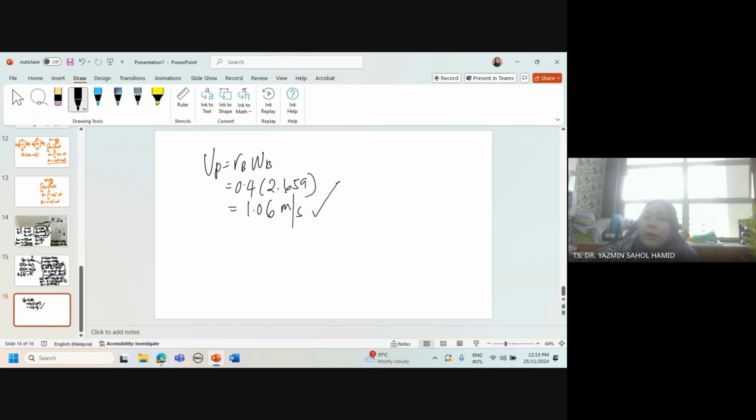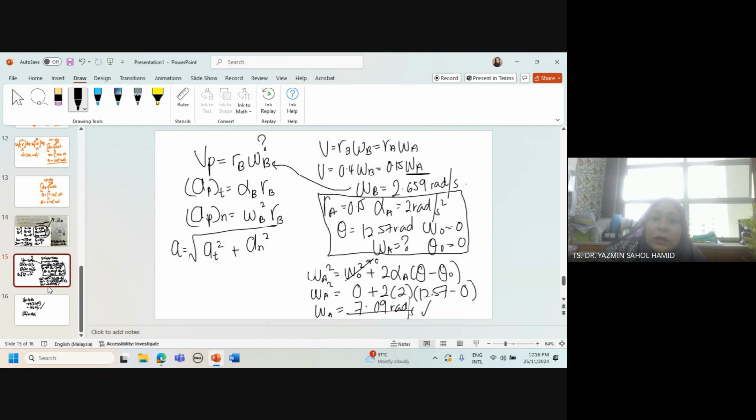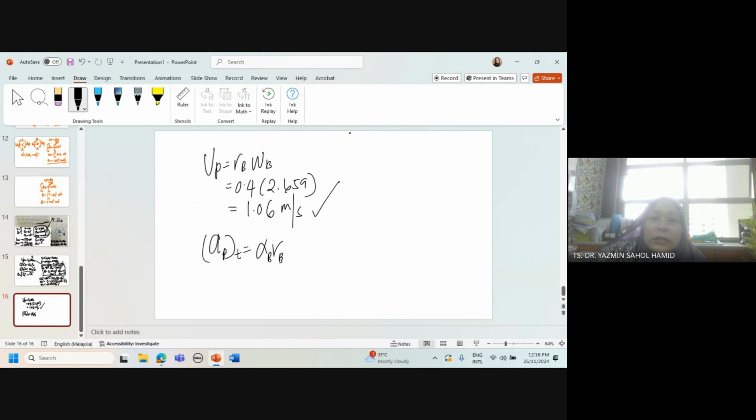Ni sekarang ni kita perlukan acceleration pula. So acceleration ialah acceleration pula AP untuk tangential sama dengan atar. So kita perlu alpha B dengan RB. Okay, kita ada alpha B tak? Kita tak ada alpha B lagi kan? So kita boleh guna cara yang sama tadi. Kan tangential acceleration sama dengan RA alpha A equals to RB alpha B.